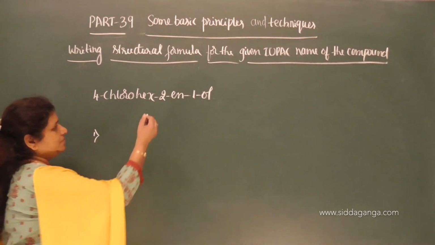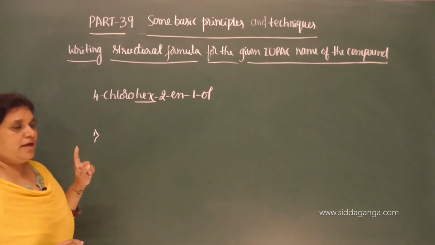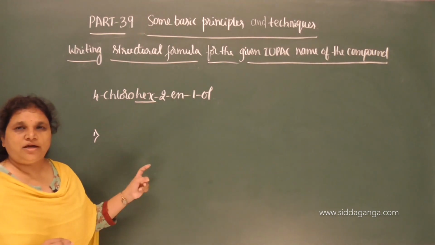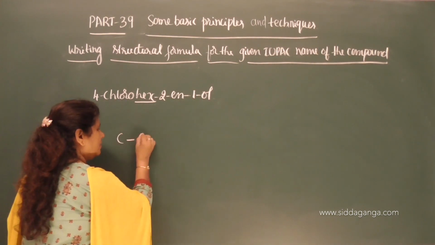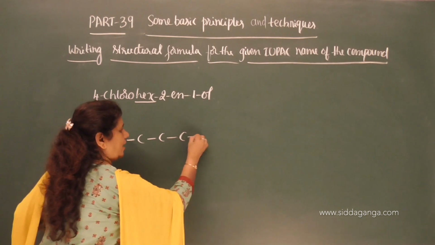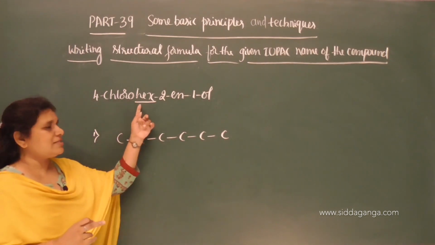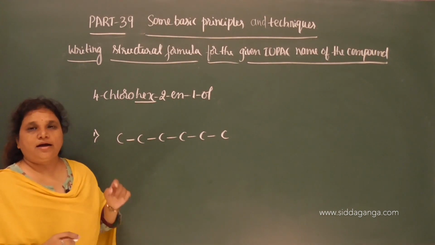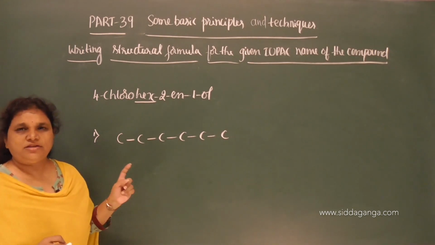So, the first step is the root word, hex is the root word. So, when hex is the root word, then we need to write the carbon chain containing 6 carbon atoms. So, this is the first step, 6 carbon atoms, correct? On the basis of the root word of the given IUPAC name, we have to write the carbon skeleton, and that is the selected parent carbon chain.